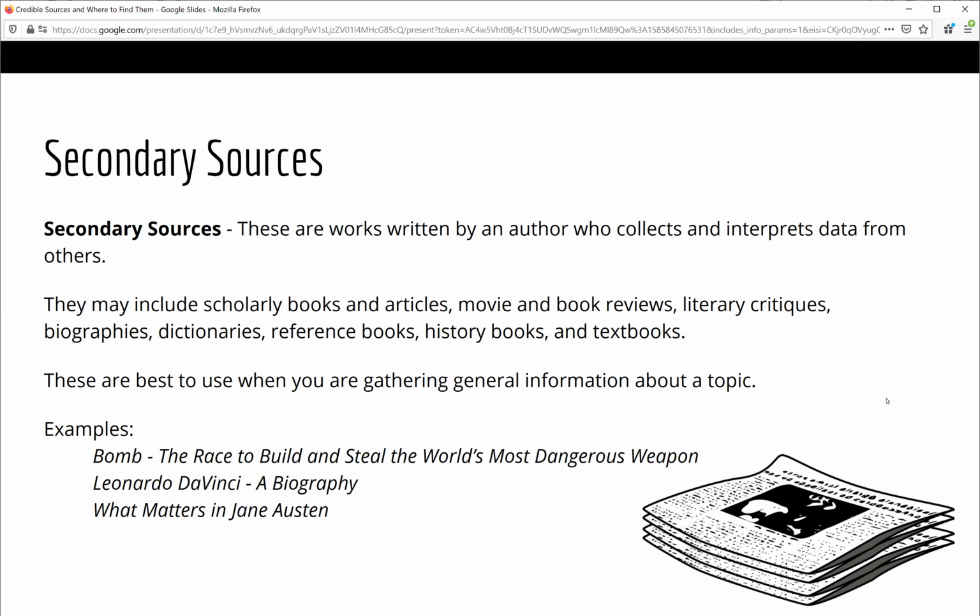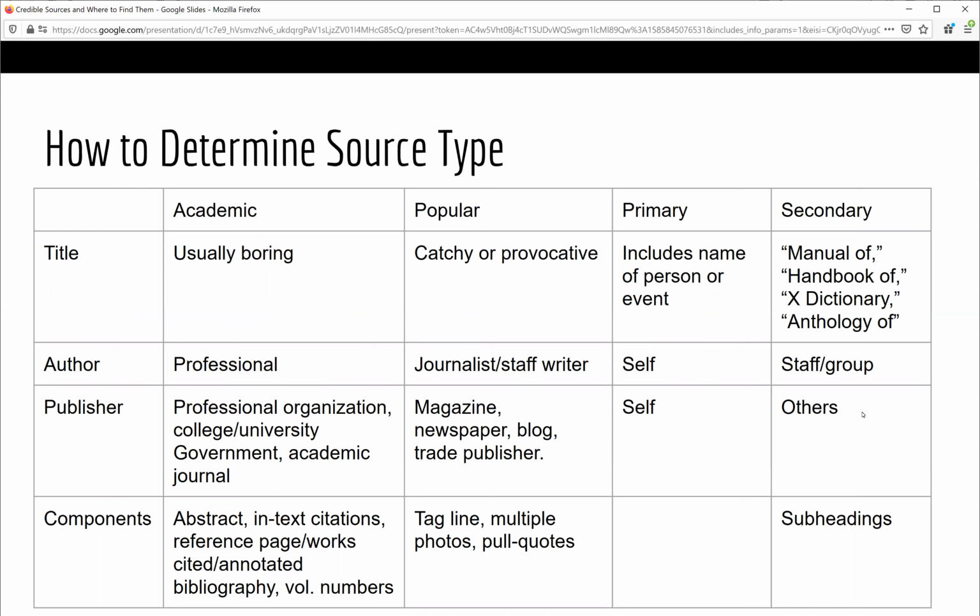Once you have collected some sources, you can use the information on this slide to help you determine the types you have. Although the title often gives you a clue, look at the author, the publisher, and the text components or characteristics to figure out the type of source. An academic source will often be written by a professional in a particular field and published by an academic journal, professional organization, college, university, or government entity. In contrast, popular sources are often written by staff writers or journalists. They can be published by a magazine or newspaper, in print or online.